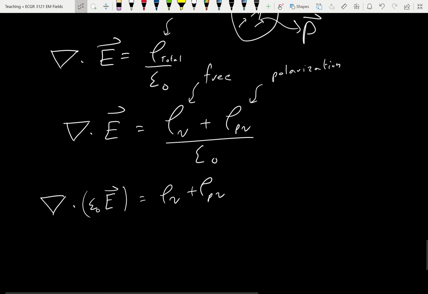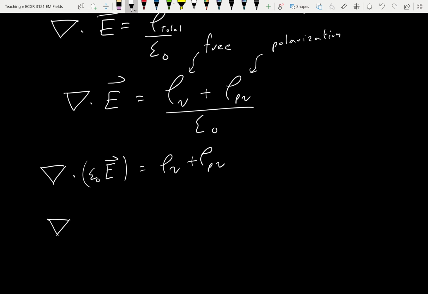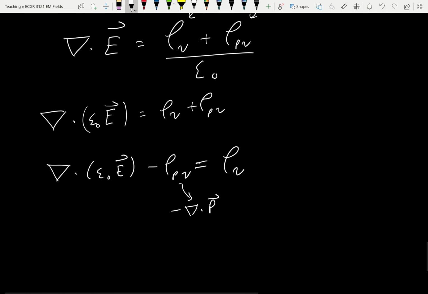Right? So now I can rearrange this and move rho PV to the other side, minus rho PV equals rho V, the free charges, right? And I know that rho PV is, I found this result, minus divergence of P, the polarization vector. And this is the polarization of the material. Okay. This is, by the way, the polarization of empty space.